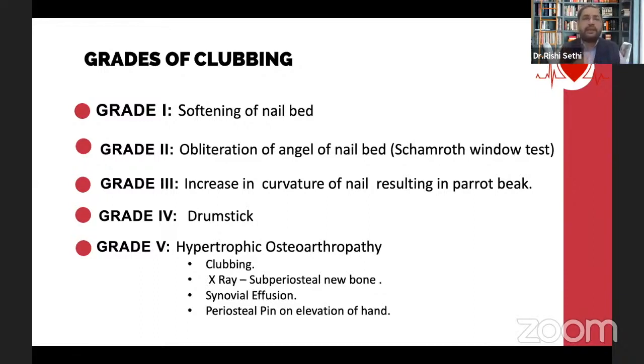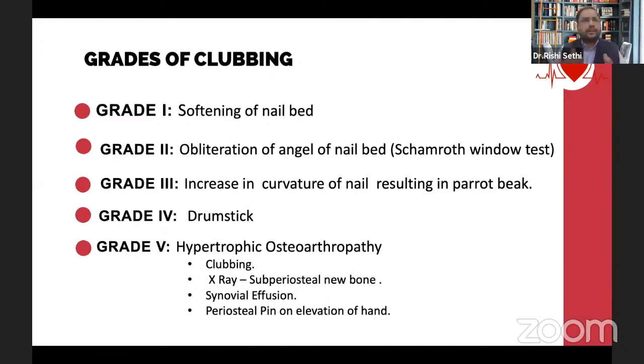Grade 3 clubbing is the increase in curvature of the nail in the AP diameter, leading to parrot beaking. Grade 4 is when the curvature is increased on all sides, called drumsticks. And grade 5 can be described as hypertrophic osteoarthropathy, which is a complex finding of clubbing, subperiosteal new bone formation, synovial effusion, and periosteal pain, that is, pain on elevation of the hand. Hypertrophic osteoarthropathy is many times seen in tumors, but this is the general grading of clubbing.